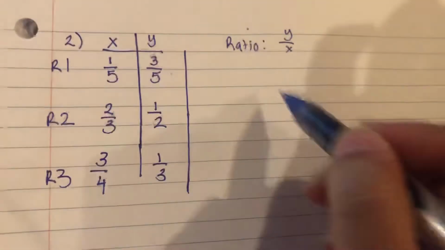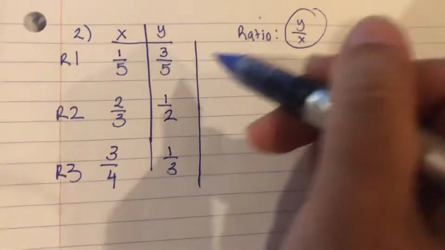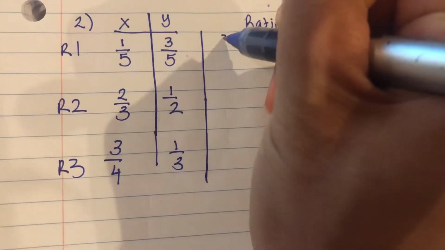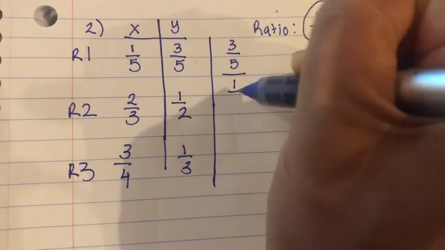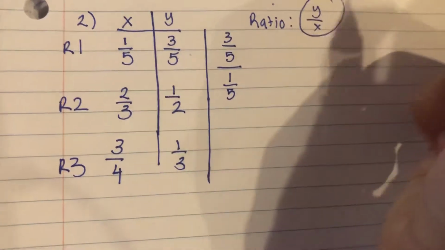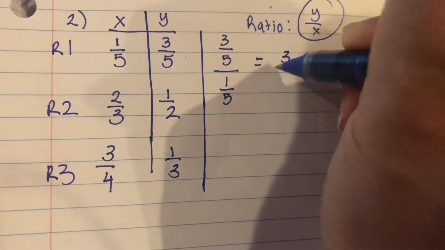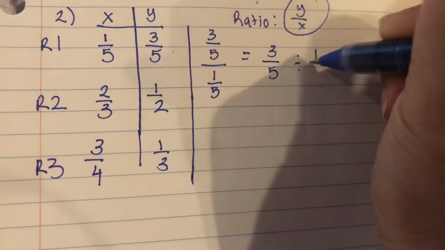So let's get started. Remember, to find the constant of proportionality, we're always dividing y over x. So first, I'm going to take my y value. We have 3/5 over 1/5. I went a little over, but that's the same as 3/5 divided by 1/5.